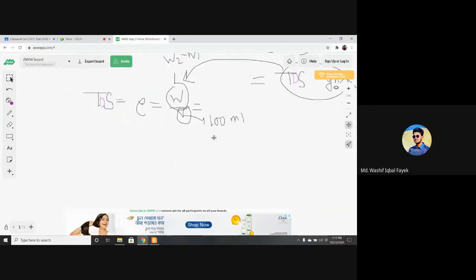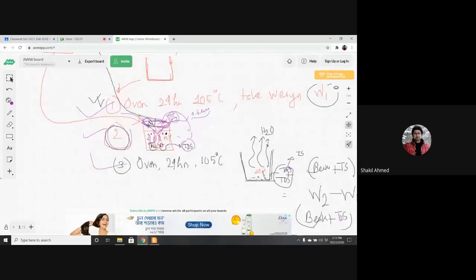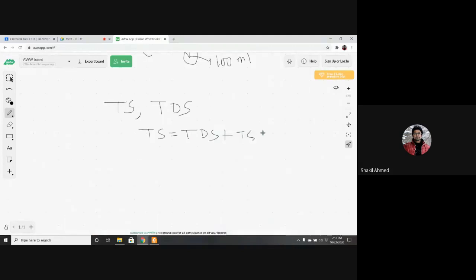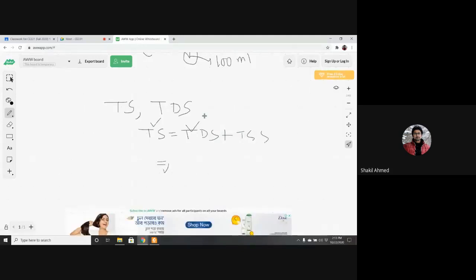Clear? Yes, sir. Previously, when you determined TS, you did not use the filter. But now when you're determining TDS, you use a filter. Okay. So now what have you determined? So far you have determined total solid and total dissolved solid. So now you know total solid equals total dissolved solid plus total suspended solid. So if you know this and this, you just calculate this. Clear? Yes, sir. Subtract this from this, you'll get this. That's it.